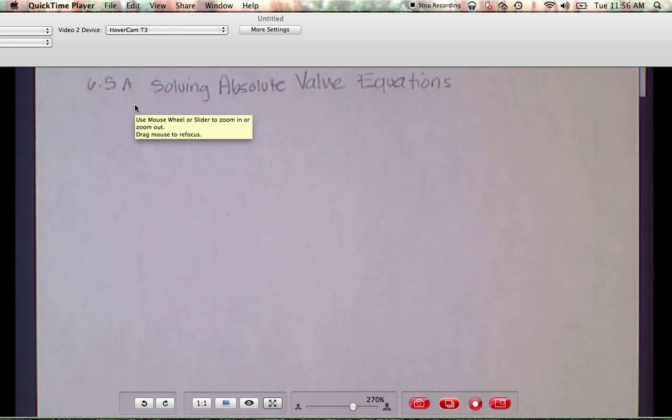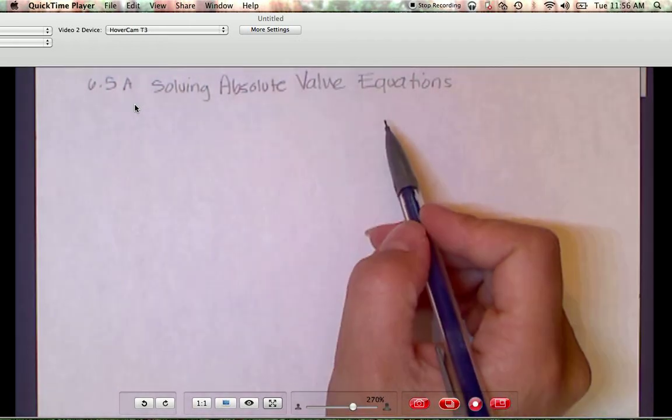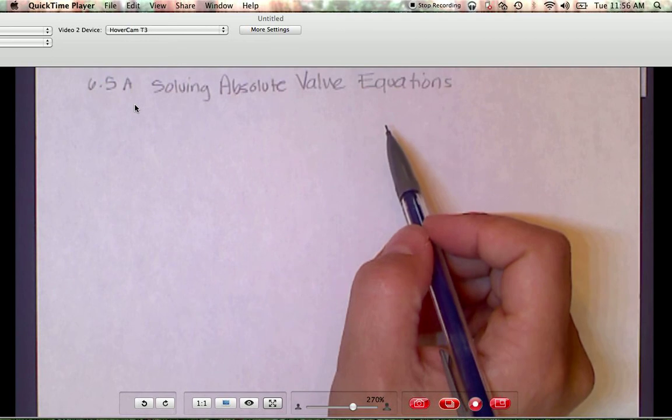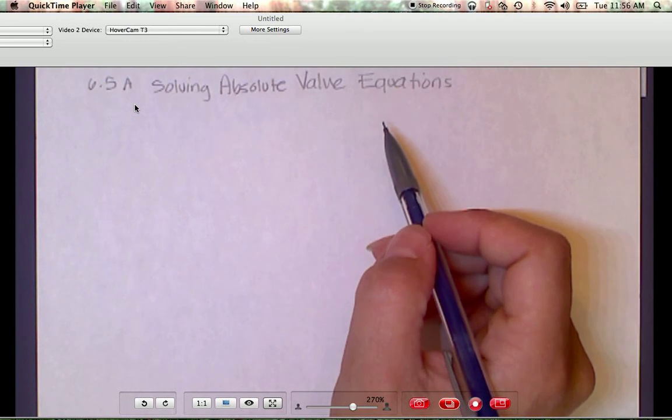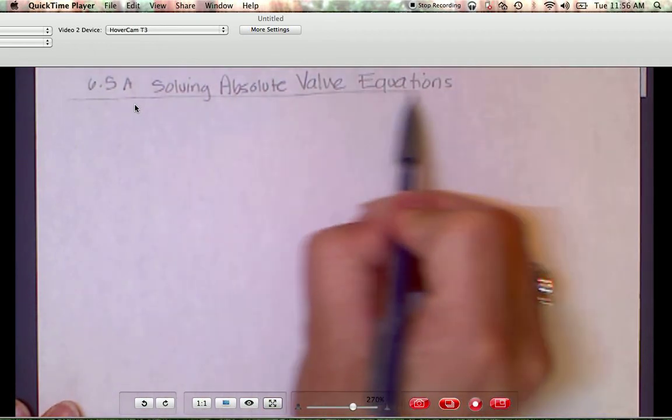We're going to talk about section 6.5. We'll call it 6.5a, absolute value equations, and/or equalities, however you want to think about it. And then our next lesson will be absolute value inequalities. So we've got section 6.5a, solving absolute value equations.